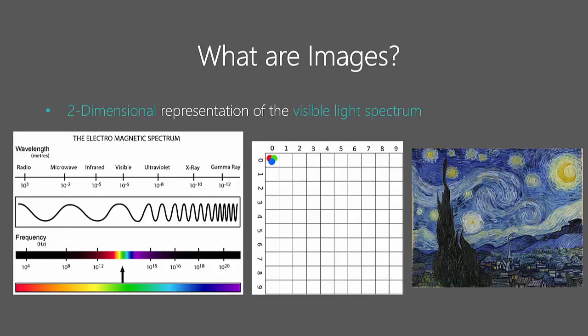Hi, so what exactly are images? Now I have a one-line definition here for images, which tells us that images are a two-dimensional representation of the visible light spectrum. So what exactly does that mean? What does two-dimensional mean in this context? Now, you may have a faint idea that an image can be a photograph, can be something you see on your laptop screen or TV screen, and that's exactly right.